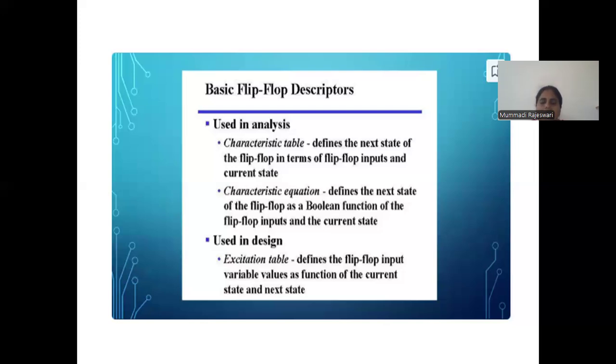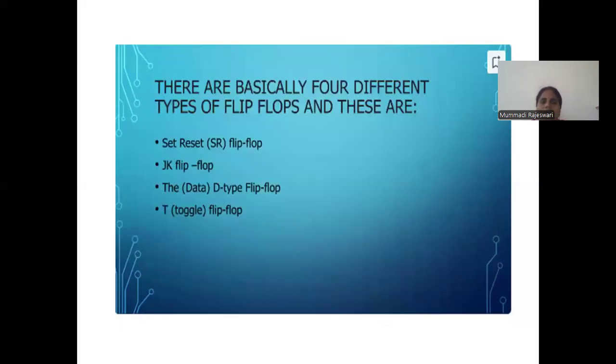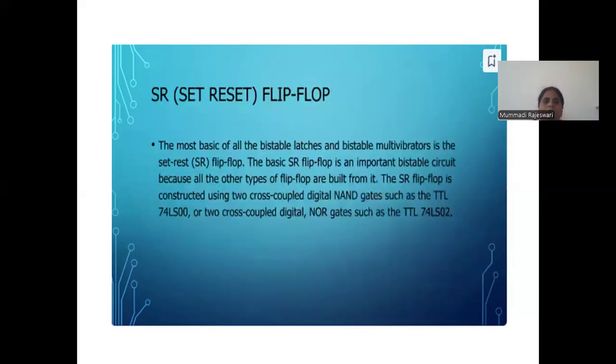The excitation table is mostly used in digital circuits for the conversion of one flip-flop to another flip-flop. Basically, we have 4 types of flip-flops: SR flip-flop, JK flip-flop, D type flip-flop, and toggle flip-flop. Totally we have 4 flip-flops. First, coming to the SR flip-flop, we call it a set-reset flip-flop. The logic diagram may consist of cross-coupled NAND gates, or you can use NOR gates also for the construction of the SR flip-flop.